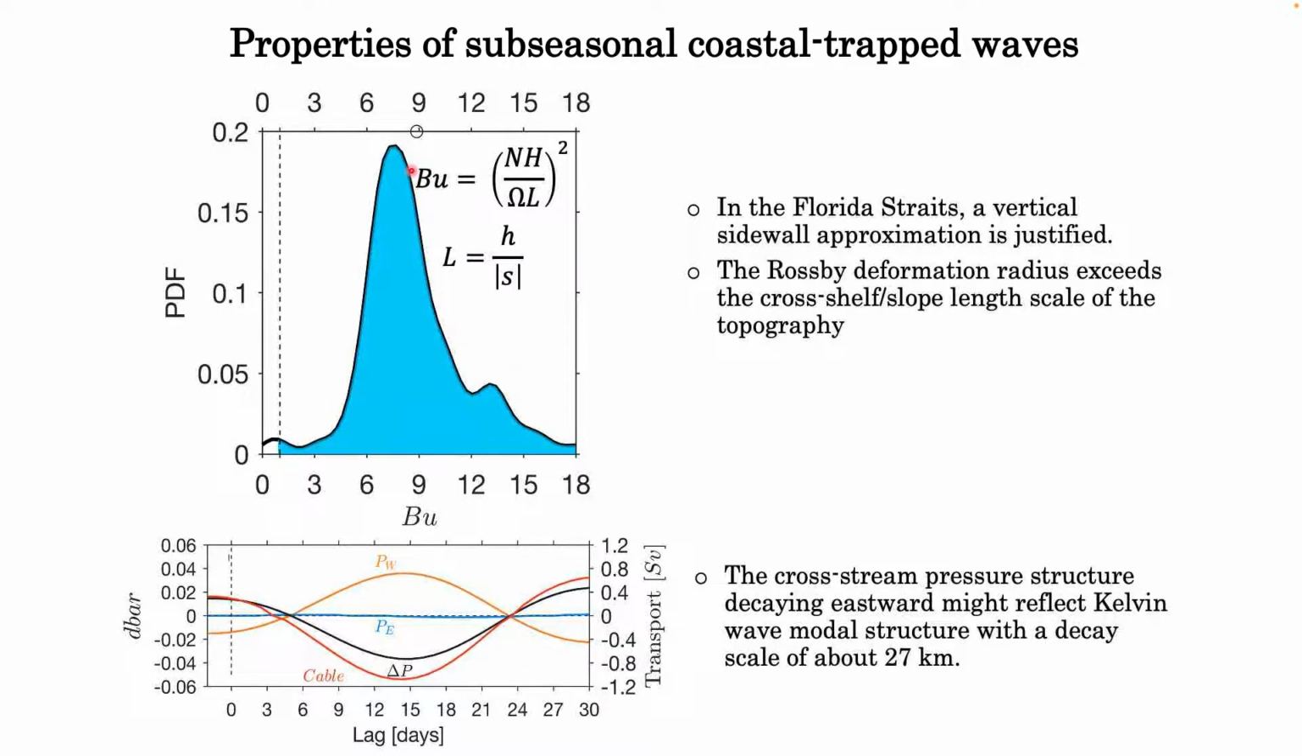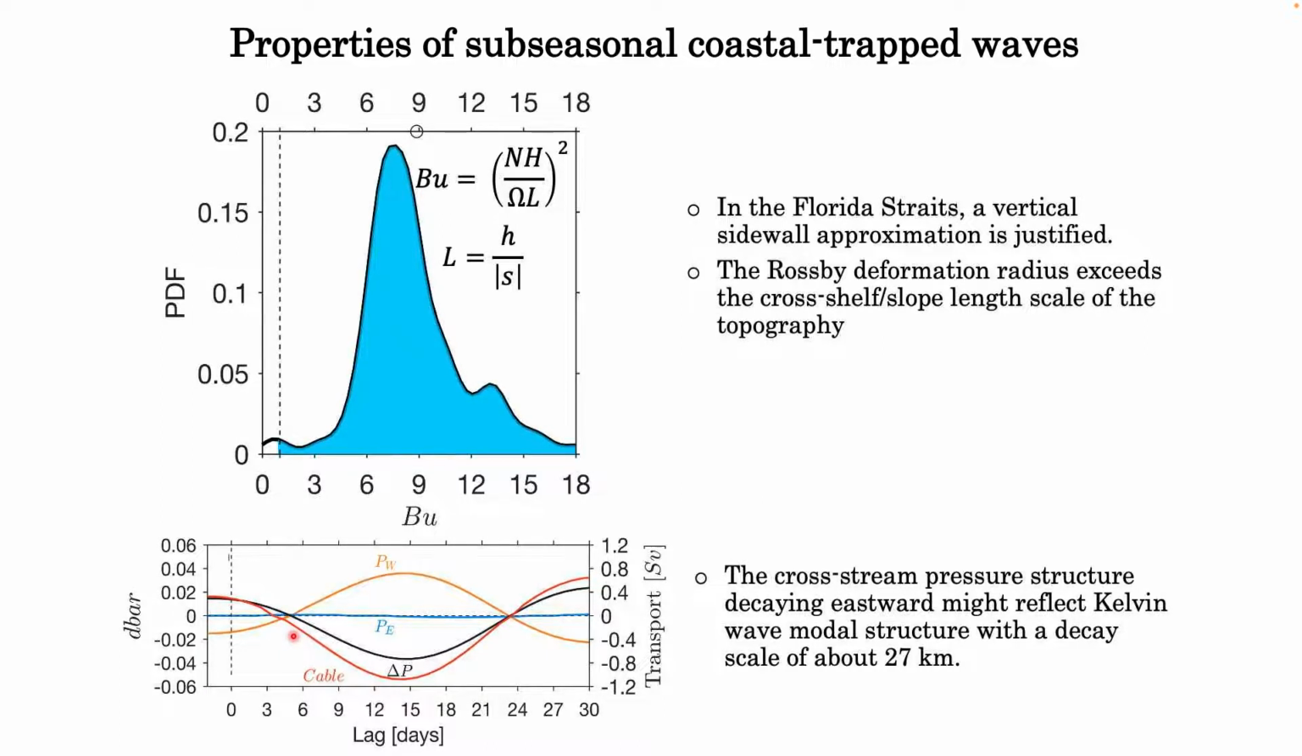On average, the deformation radius is larger than the cross shelf slope length scale by a factor of 9. That means that coastal trough waves that transmit through the Florida Straits, particularly near the cable site, would perceive the continental shelf and slope there as a near vertical sidewall. So I think a Kelvin wave approximation is justifiable in that part of the region.